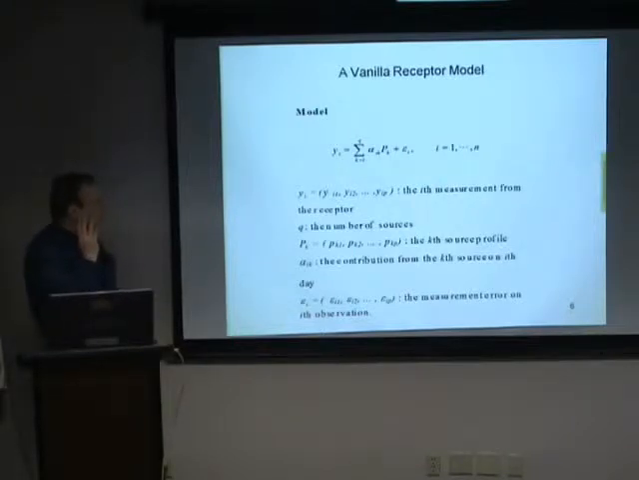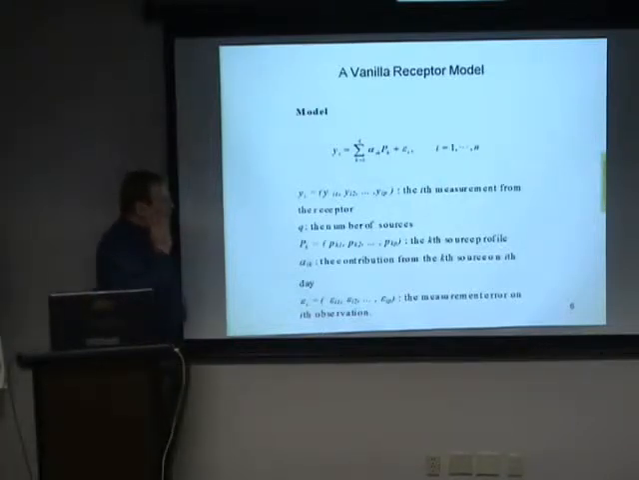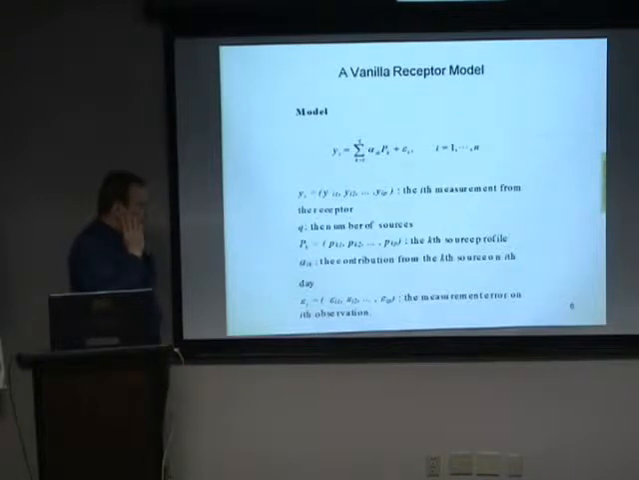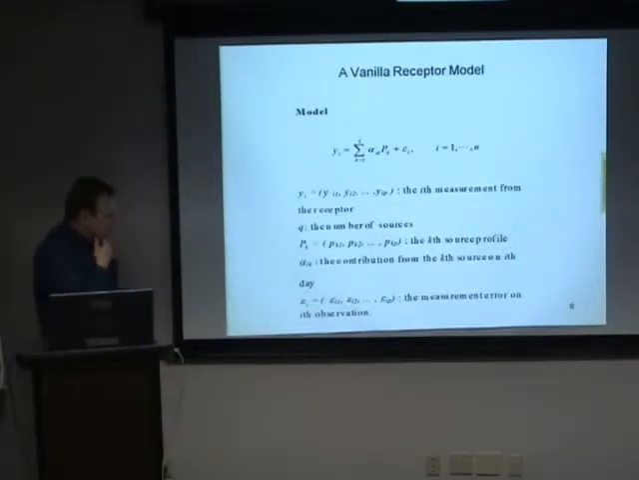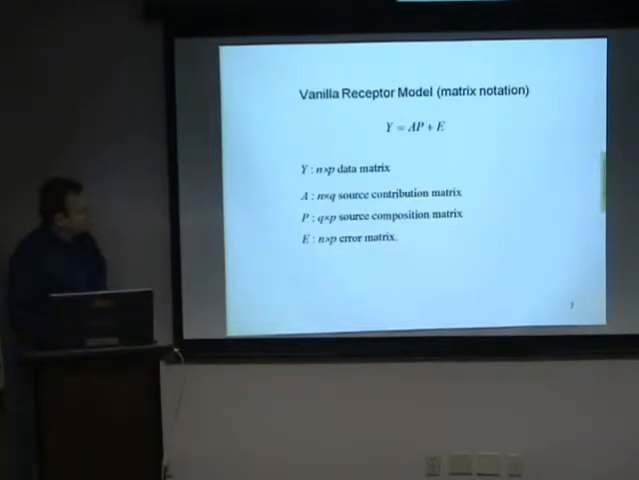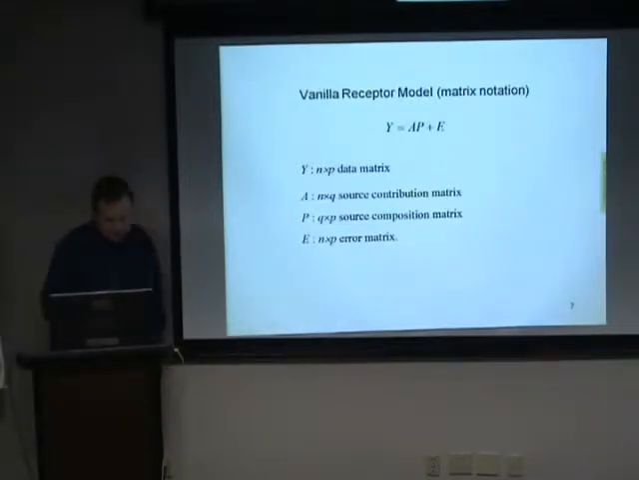Just write down some equations where Y_i is the ith measurement from the receptor, Q the number of sources, P is the profile, the percentages, if you will, of each pollution type. The alpha_ik are the amounts or contributions, and the epsilons are the errors. In matrix form, it looks like that, the same equation, just in matrix form.